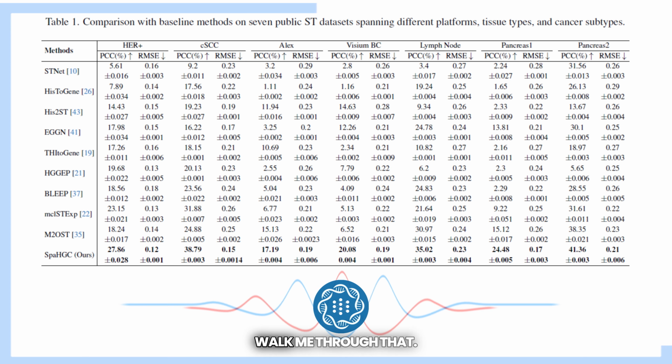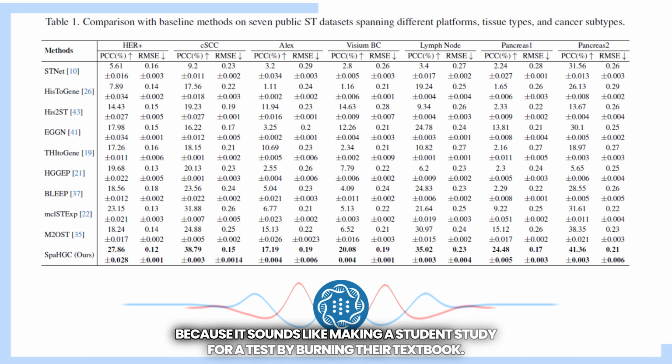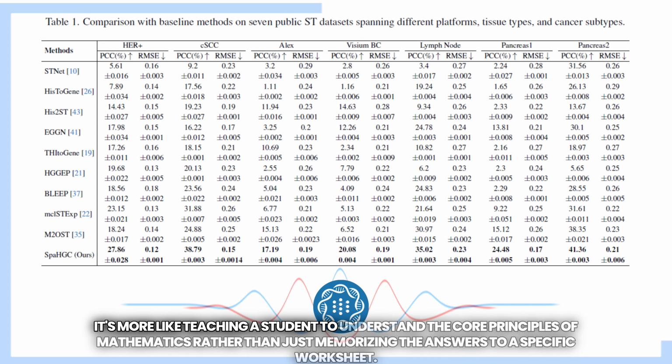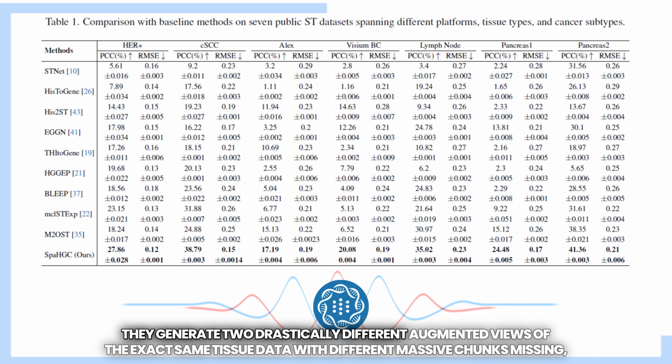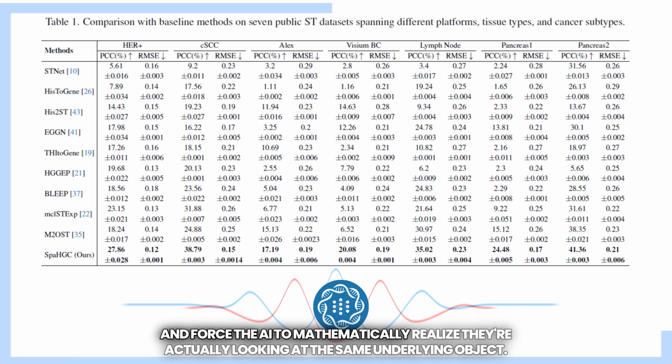intelligent and resilient. Walk me through that, because it sounds like making a student study for a test by burning their textbook. It's more like teaching a student to understand the core principles of mathematics, rather than just memorizing the answers to a specific worksheet. They generate 2 drastically different augmented views of the exact same tissue data with different massive chunks missing, and force the AI to mathematically realize they're actually looking at the same underlying object.